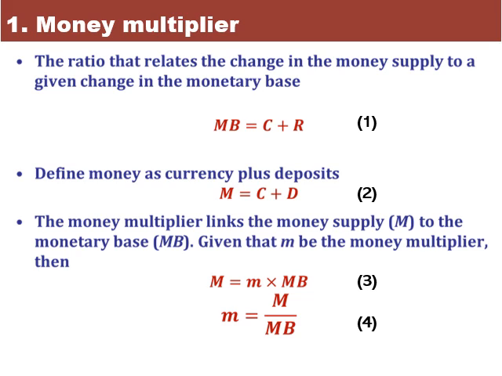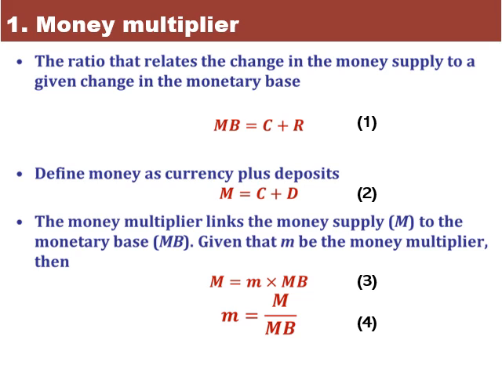Let's start with the first point, which is the definition of the money multiplier. Here, the money multiplier is the ratio that relates the change in the money supply to a given change in the monetary base. In chapter 15, we have seen that the central bank can control the monetary base better than its control of reserves. Therefore, we need to understand the relationship between the money supply and the monetary base.